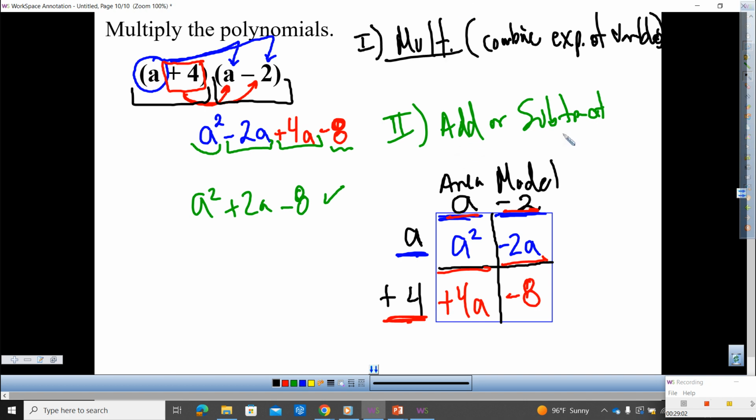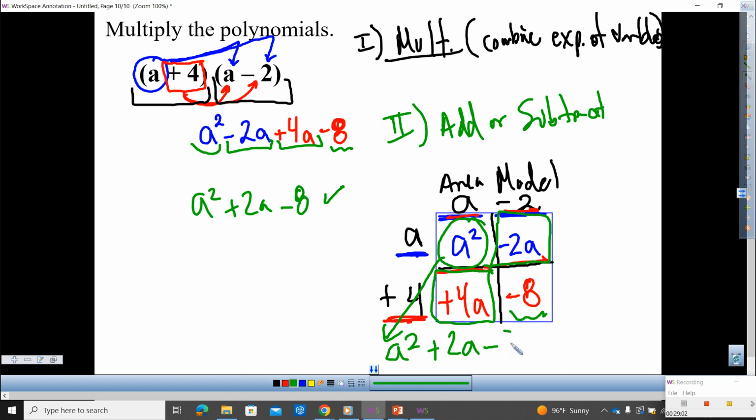Add or subtract. So I'm going to circle this one. Check this out. I'm going to do this in green. Is there another A squared? No. Bring that down. A squared. Next, is there another A? Yes, right here. So what is 4 minus 2? 2A. That is correct. And last but not least, we have a negative 8. Just bring it down. Did we get the same thing? Yes. It's just another way of approaching it.